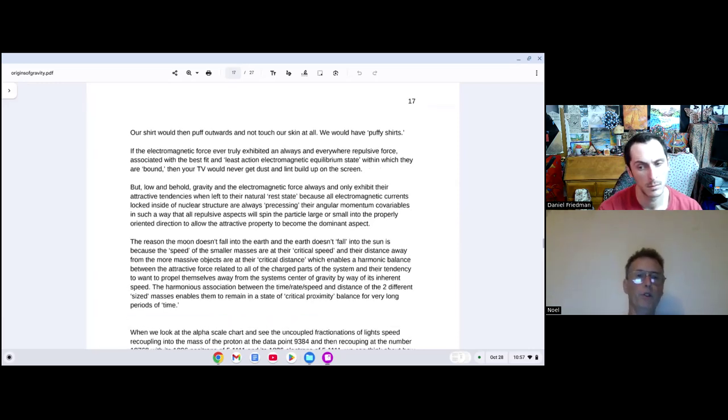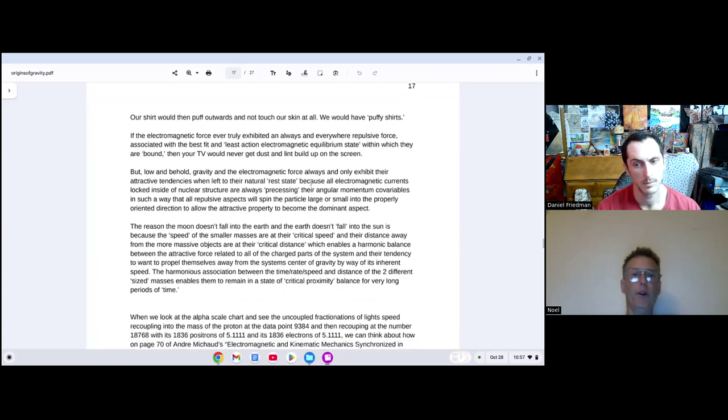But lo and behold, gravity and electromagnetic force always and only exhibit their attractive tendencies when left to their natural rest state, because all electromagnetic currents locked inside of nuclear structure are always precessing their angular momentum covariables in such a way that all repulsive aspects of spin, related to the particle large or small, are put into the properly oriented direction to allow the attractive property to become the dominant aspect.